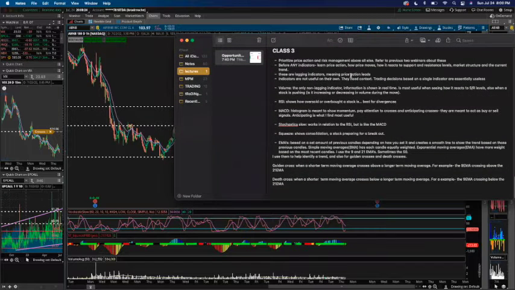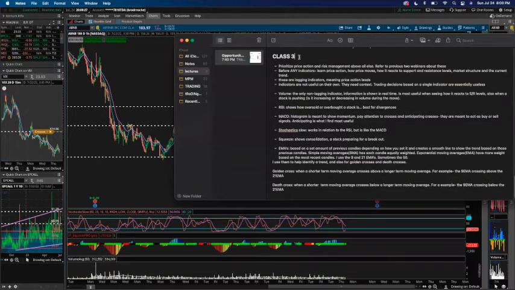So what we're talking about today is indicators. I'm going to put that up here. Let me know if you have any questions as we go throughout this, and I'll make sure to do my best to answer those. Let me get the chat pulled up here, just make sure I'm not missing anything.